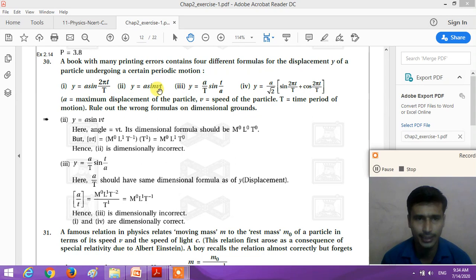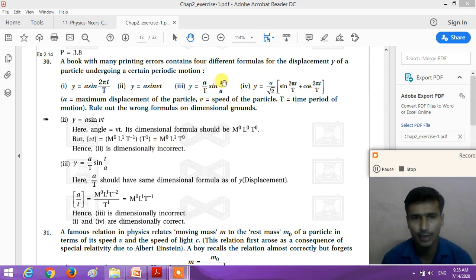Now, what about the second equation? In the second equation, the angle is given to you as v into t. So, what is the dimensional formula of v into t? The dimensional formula of v is M0, L1, T minus 1, and the dimensional formula of t is T1. So, we get the answer M0, L1, T0. But the dimensional formula of an angle is M0, L0 and T0. So, this does not match the dimensional formula of an angle. So, the second equation is an incorrect equation.